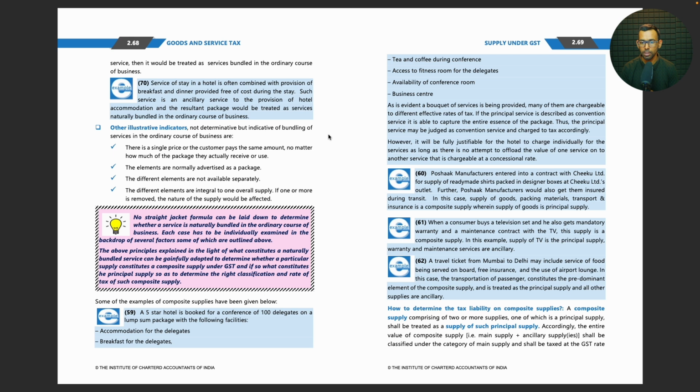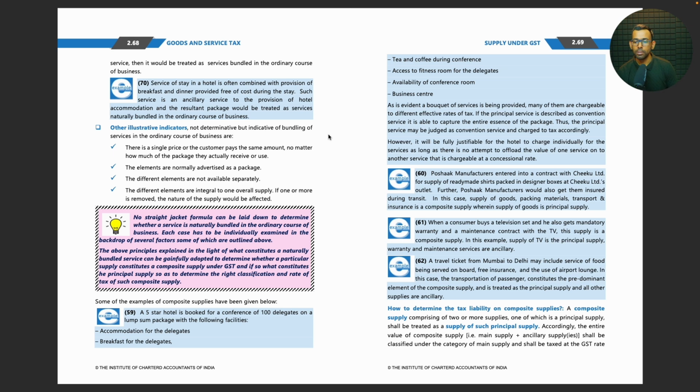Many of them are chargeable to different rates of tax. If the principal service is described as convention service, it is able to capture the entire essence of the package. Thus, the principal service may be judged as convention service and charged to tax accordingly. However, it will be fully justifiable for the hotel to charge individually for the services as long as there is no attempt to offload the value of one service onto another service that is chargeable at a concessional rate.